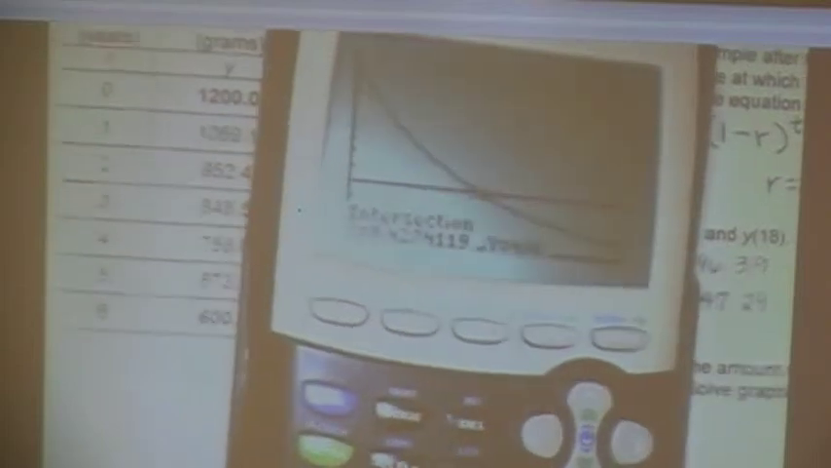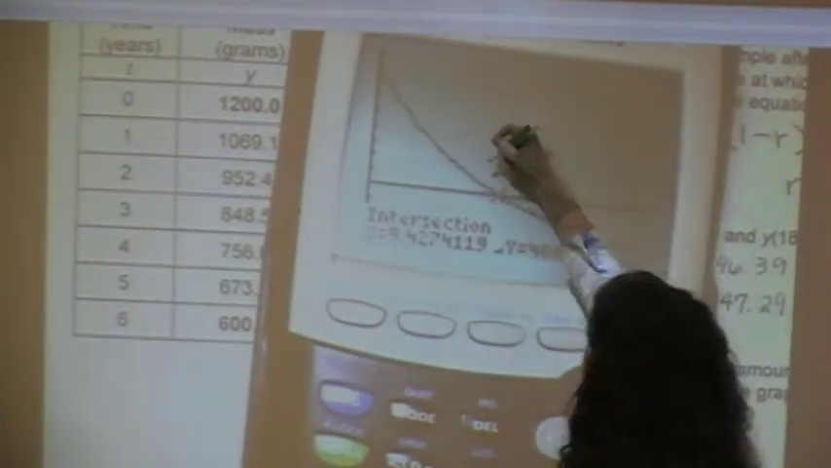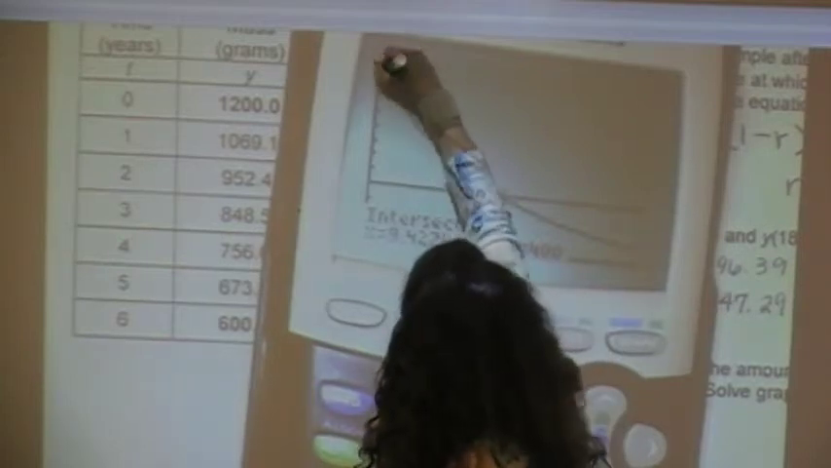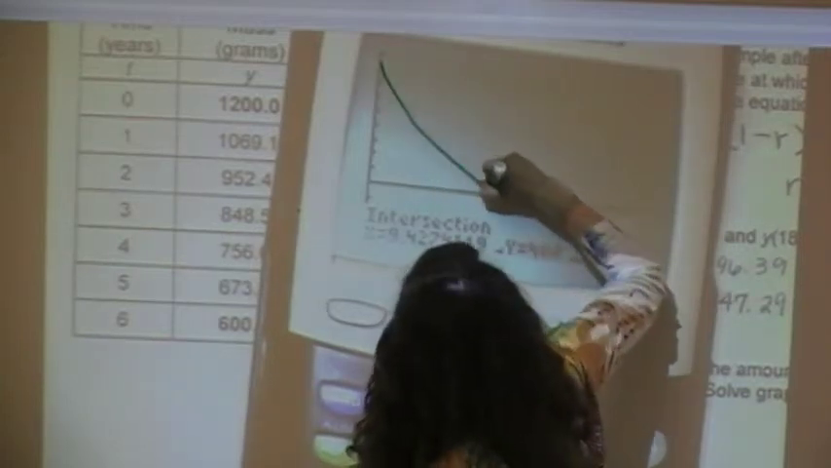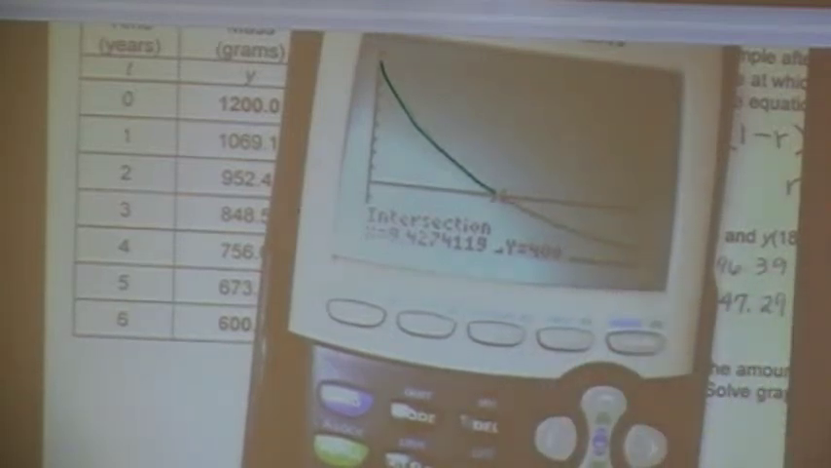It is at exactly 400 at 9.427. It asked me where it was greater than 400. So what it's really asking me for is this entire interval, from here to here. Now remember, when they ask you for intervals, they want X values.